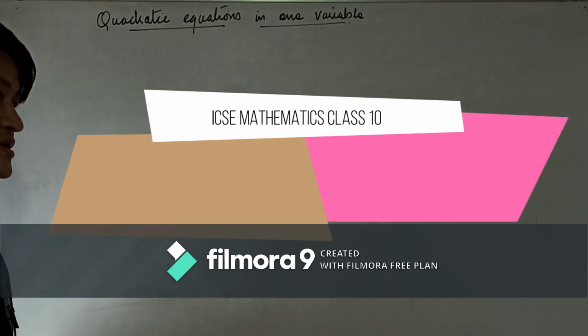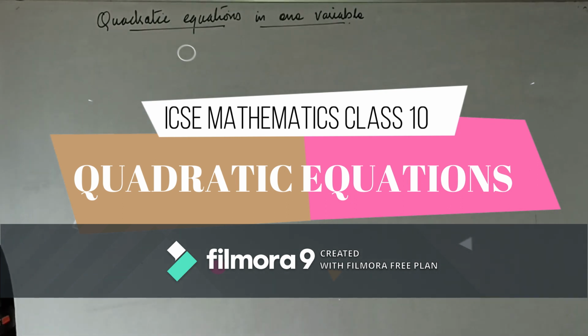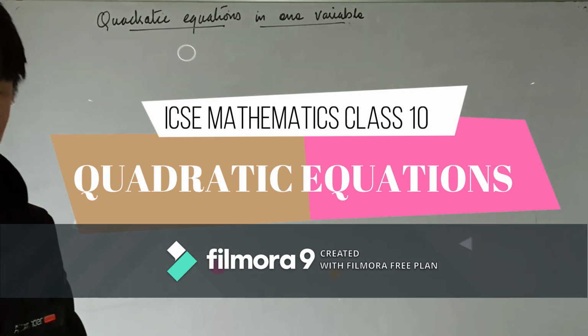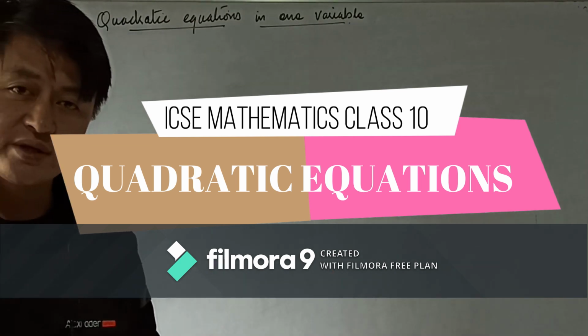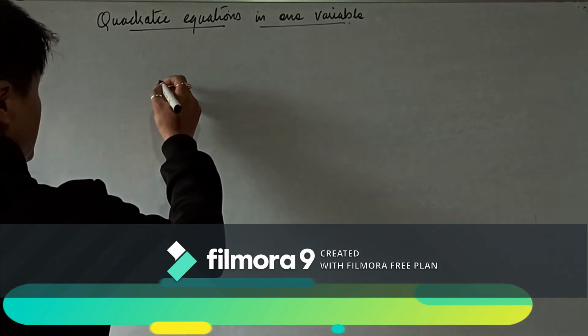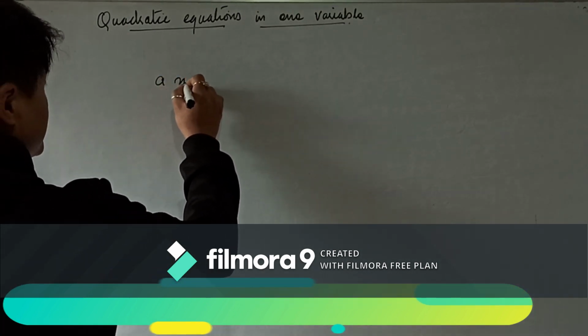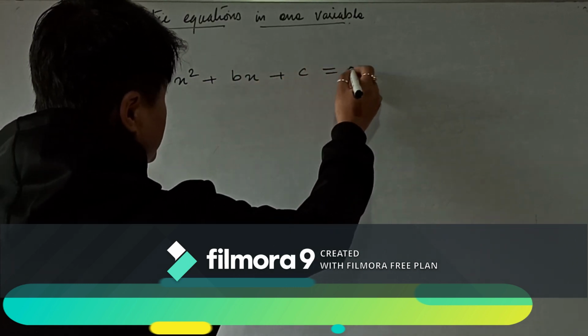Class 10 mathematics, quadratic equations in one variable. In algebra, a quadratic equation is any equation that can be rearranged in standard form. The standard form of a quadratic equation is ax² + bx + c = 0.